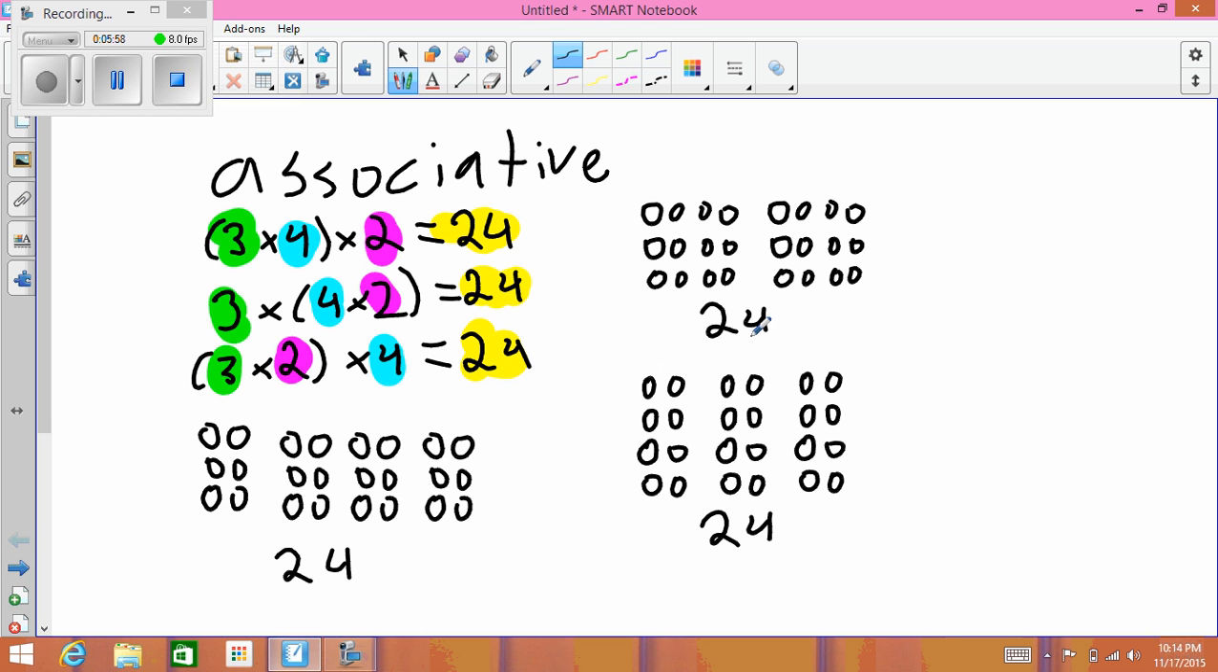Which means that for each of these examples that we built, the product has not changed. So once again, in a nutshell, associative property means that when you're looking at multiplication, specifically 3-digit multiplication or more, the grouping of the factors does not matter. As long as it's all multiplication, your product will still remain the same.